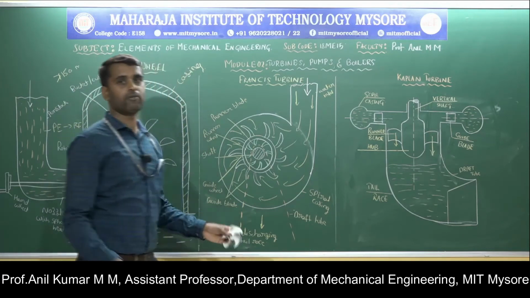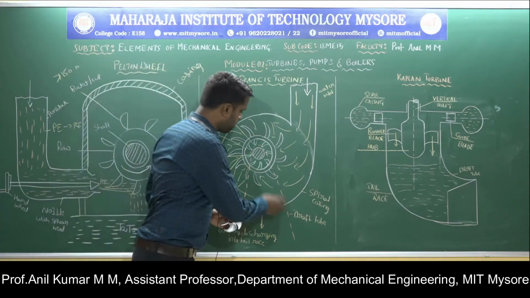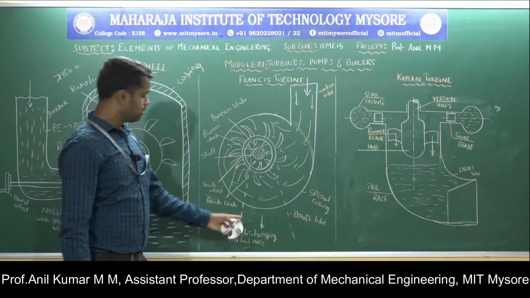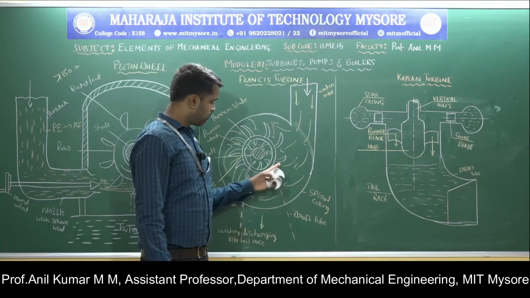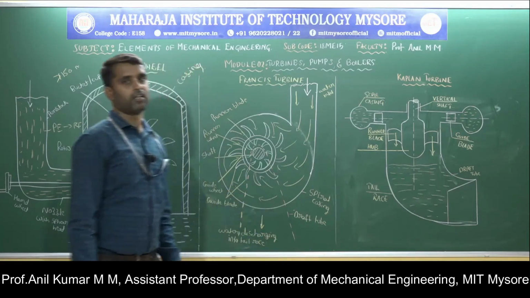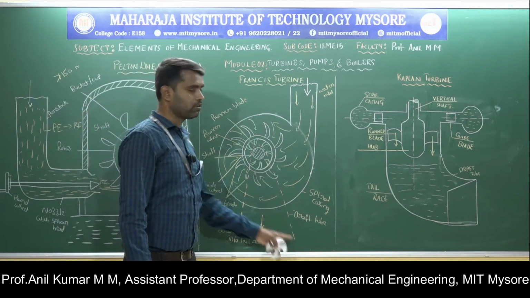Next, the draft tube. The draft tube is nothing but a pipe or passage connected to the center of the shaft. This draft tube is used to discharge the water from the turbine to the tail race. Through the draft tube, the water is discharged from the turbine to the tail race.